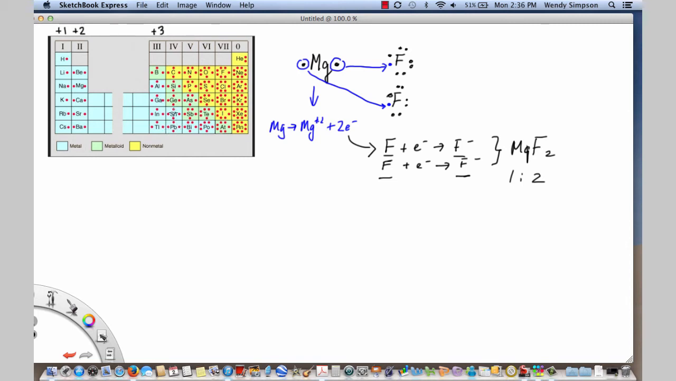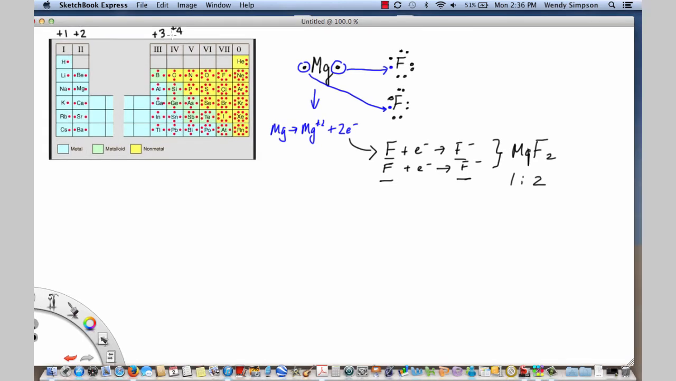The group 4A metals, tin and lead, form ions with a +4 or a +2 charge. Group 6A form anions. These are nonmetals with a -2 charge. Group 7A nonmetals form anions with a -1 charge. We're going to leave group 5 alone for right now. Okay? And of course we know that the noble gases do not form ions, so they would have a 0 charge.